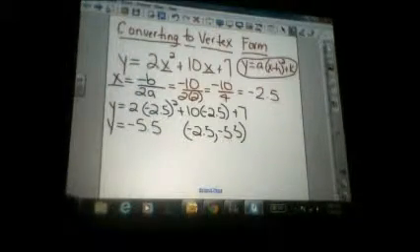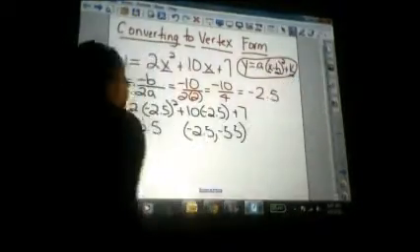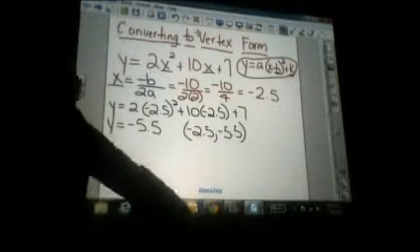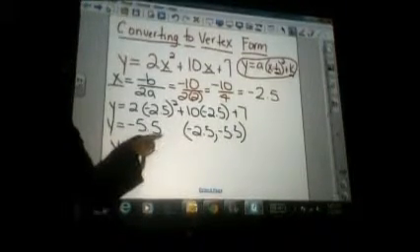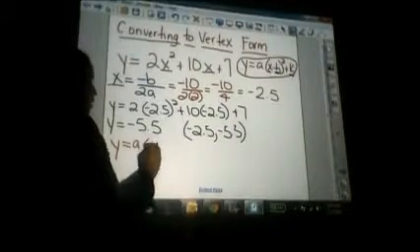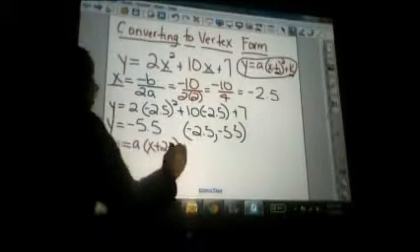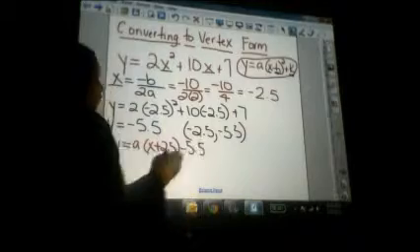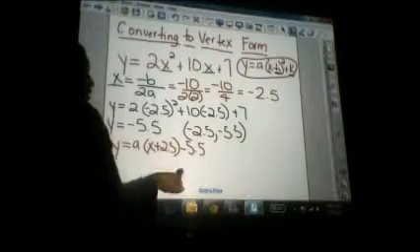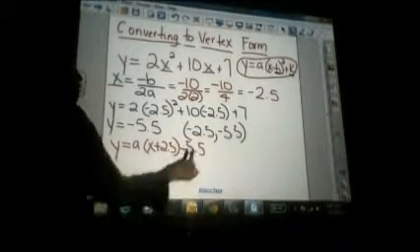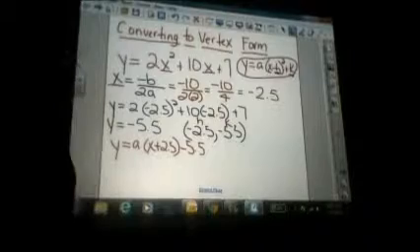So now we can plug in our x and our y into our vertex form. I'm going to rewrite it as y equals a times the quantity x, and my x was negative 2.5, so this is going to be plus 2.5. And my k, or my y, was negative 5.5, so minus 5.5. So I found x, I plugged it in for h. I found y, I plugged it in for k. So my vertex is negative 2.5, negative 5.5. Remember, the first number is always h. The second number is always k.